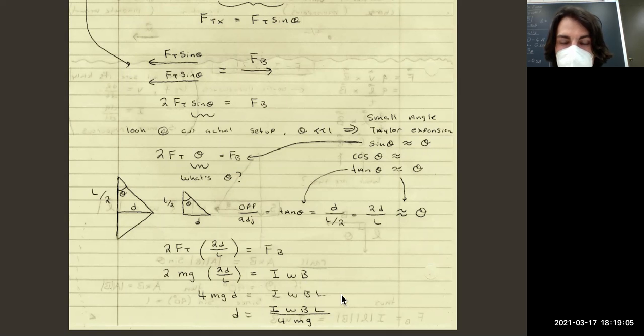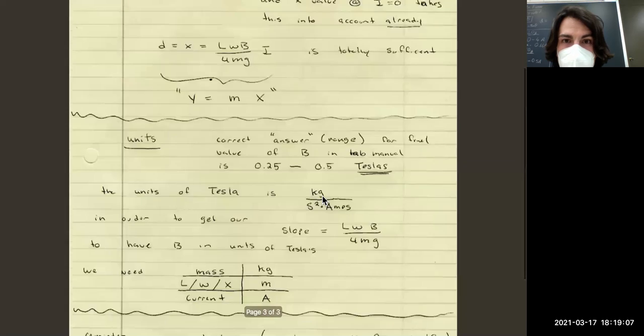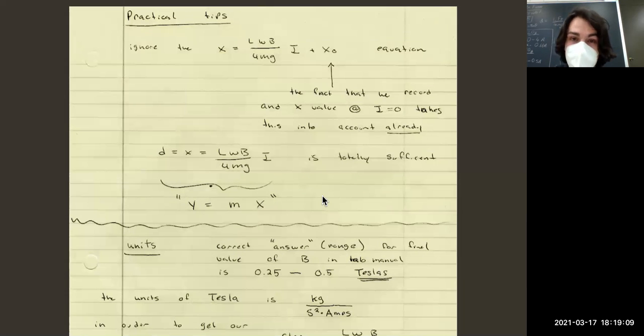One equation that I don't think should be in the lab manual is right after that equation. It tells you something about the fact that you're not at your equilibrium. So you're actually measuring D as x minus x naught.